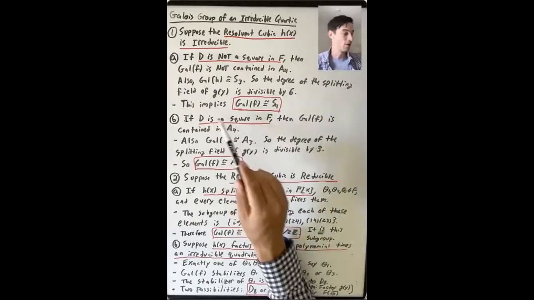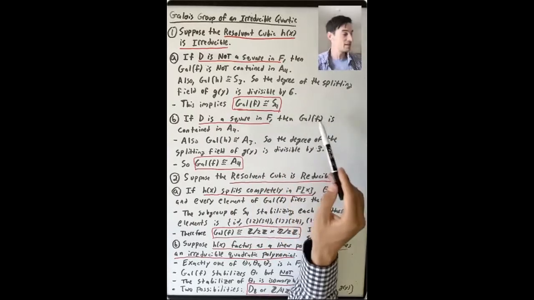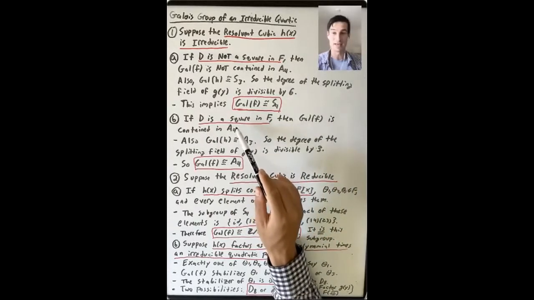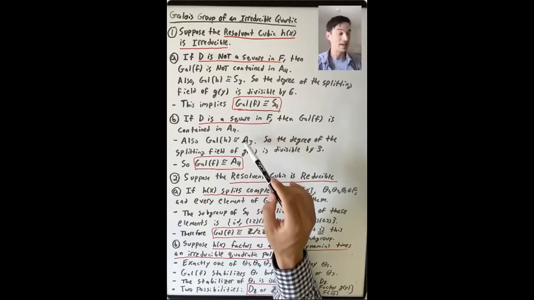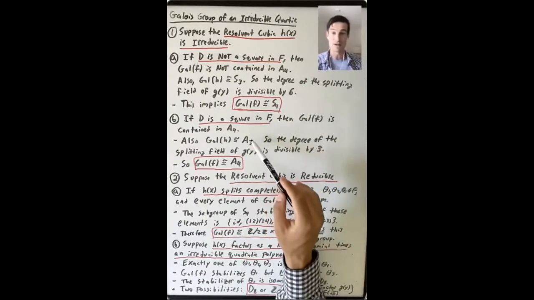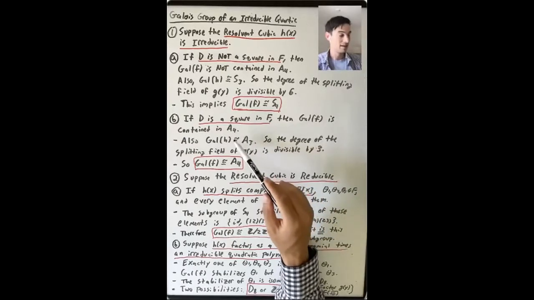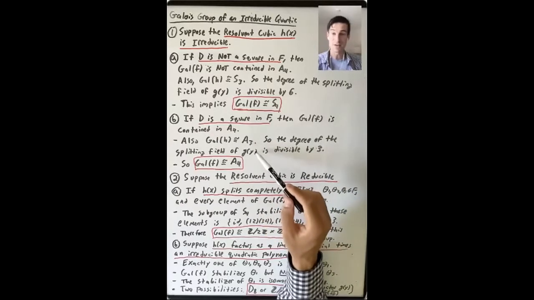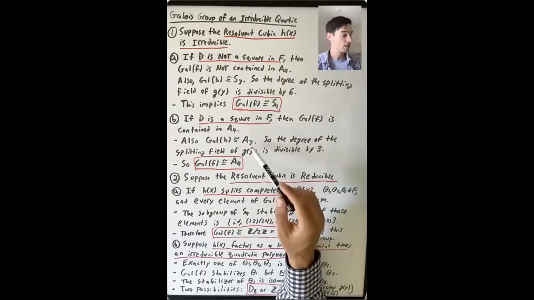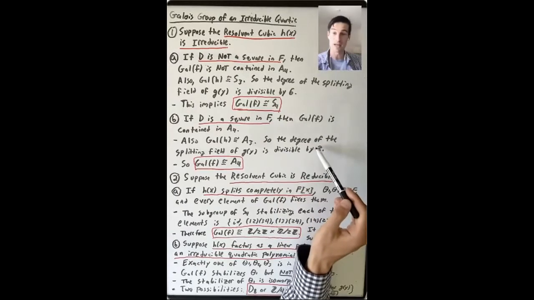Okay, so what if D is a square in F? That means the Galois group of f is contained in A4. Applying the same observation about D being a square in F to the Galois group of h says that the Galois group of h is isomorphic to A3. So what does that mean? Well, this is the quotient of the Galois group of f, and this means that the splitting field of g of y has a subfield of degree 3 over F. So the degree of the splitting field of g of y is divisible by 3.